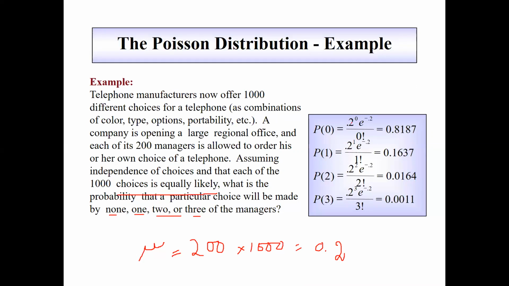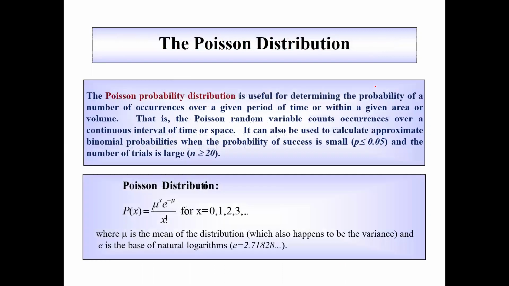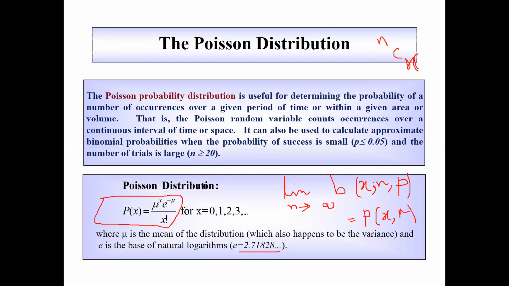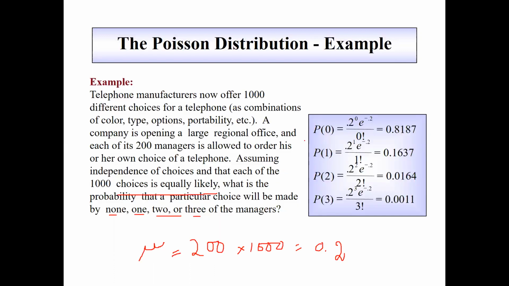The probability of 0, how can we compute the probability of 0? It is e raised to the power minus mu, mu raised to the power x, upon x factorial. So we can calculate the probability of all of these outcomes. Probability of x equal to 0 is 0.818, probability of x equal to 1 is 0.163, and so on.